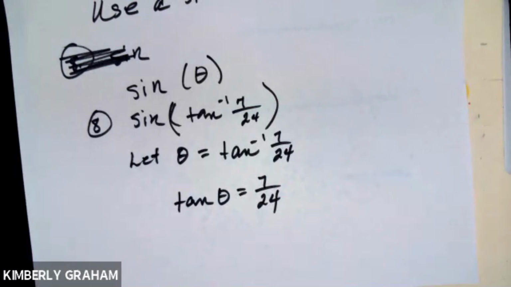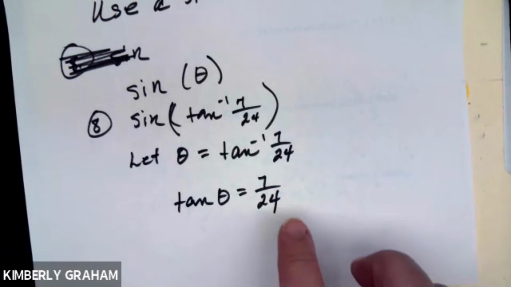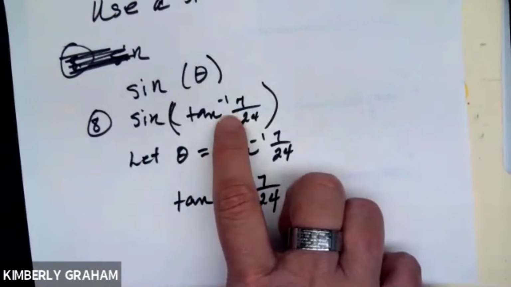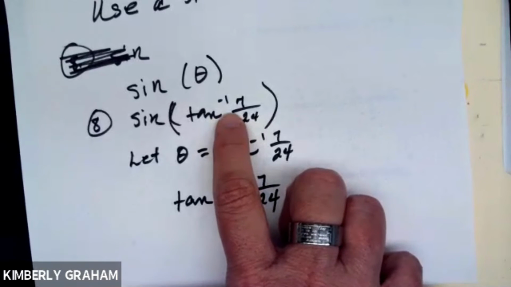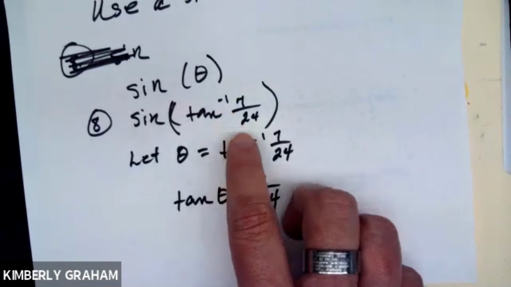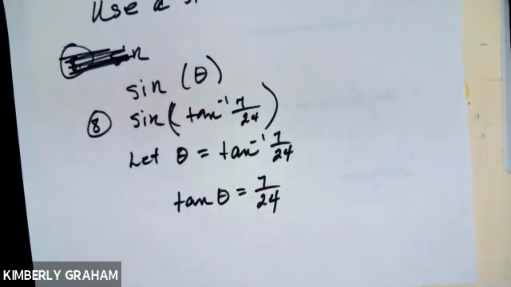So the tangent of theta is 7/24. And because I am looking at an inverse tan here, I need to be looking in quadrants 1 or 4. And because I have a positive value, I'm looking at quadrant 1.